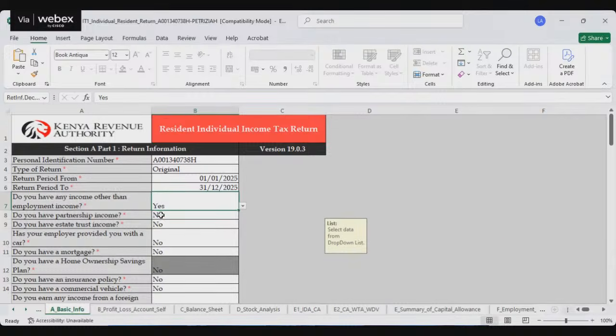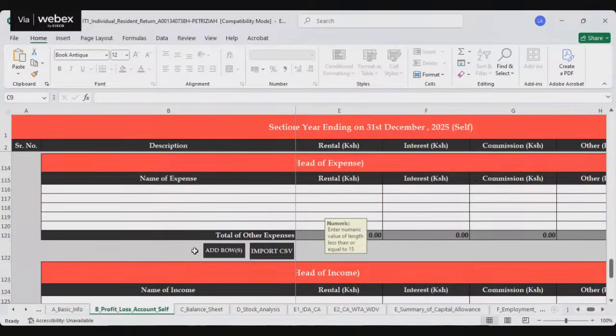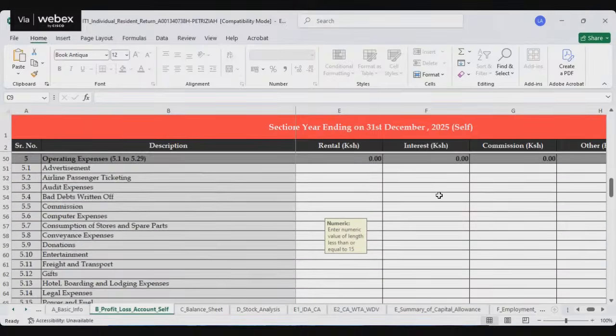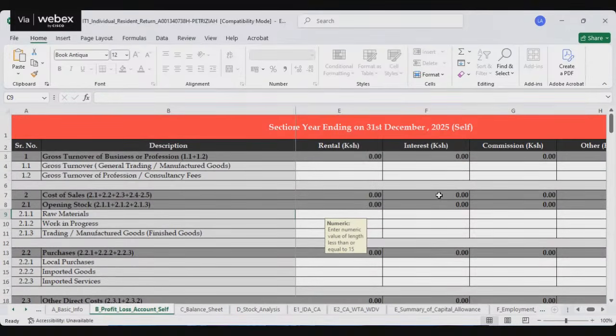Once you have said yes, then another sheet will be open to you called profit and loss account. In the profit and loss account, you will be expected to declare that other income that you have received. Because remember, you can be an individual employed but receiving other income. So what are the other incomes? You can be an individual but with rental property, whereby you are receiving rental income. So you'll be expected to declare the rental income here. Or you can be an individual but you have received interest income.